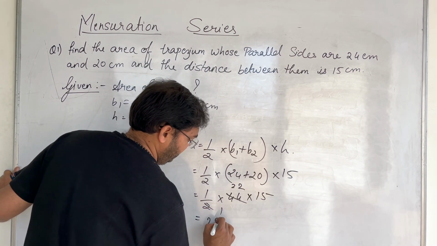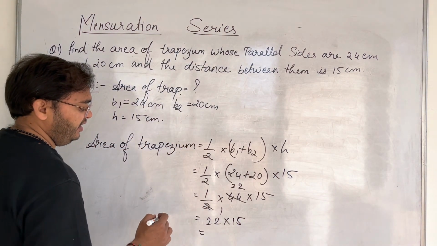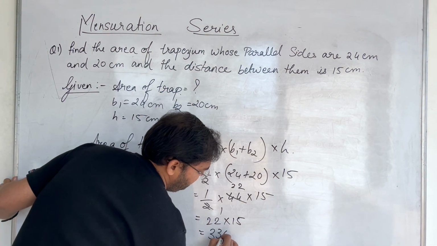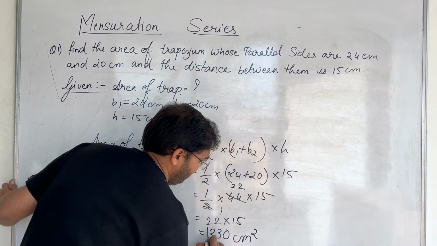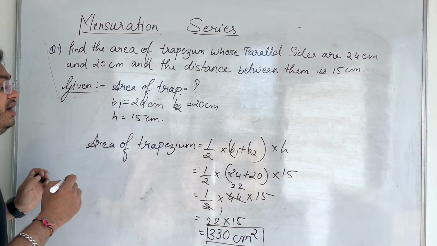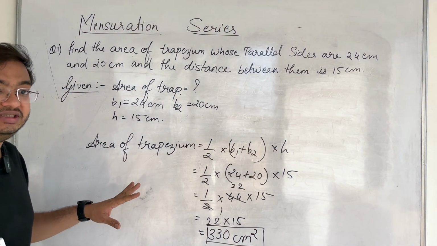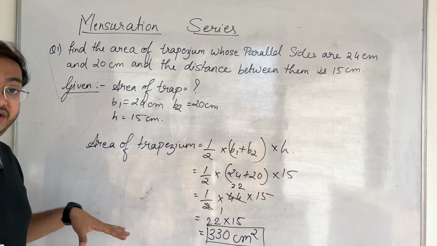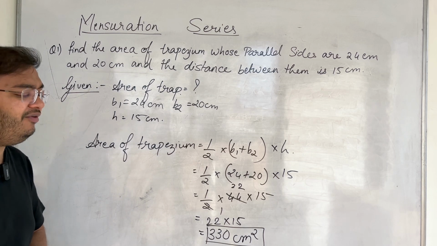That means 22 into 15. If I do, then what I'm going to get is 330, and the unit is centimeter. 330 centimeter square is the area of the trapezium. I hope this question is very easy for you to understand, how we have derived the formula, and how to solve this type of questions quickly without wasting any time.